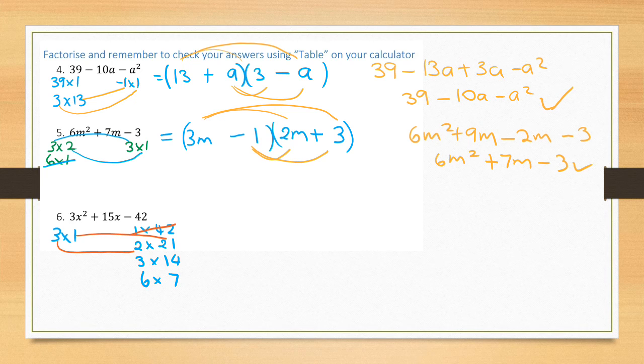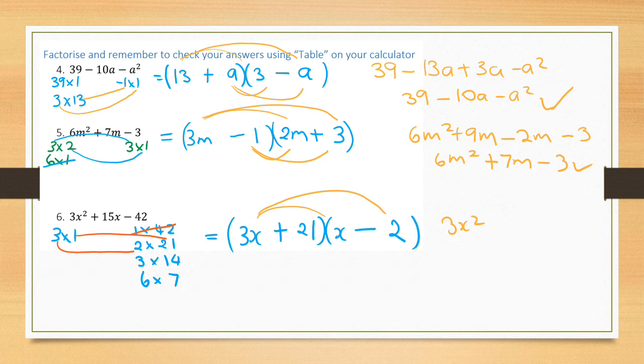So I need to write that into brackets, remembering the 3x, and the x gives me my 3x squared. Now I have 3 times 2, so the 3 has to go times the 2, and the 1 times the 21, so the 21 has to be here. It's positive 15, so positive 21, and then I test it. 3 times x is 3x squared. 3 times -2 is -6x. 21 times x equals positive 21x. And 21 times -2 is -42, and I simplify that to 3x squared plus 15x minus 42.